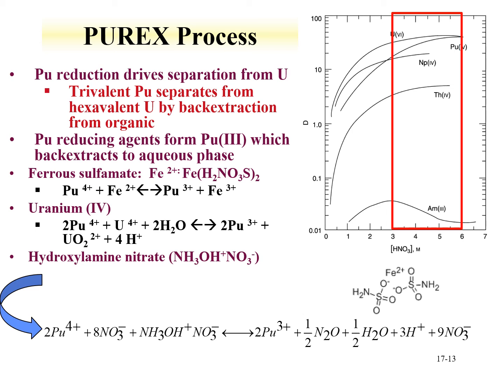Another reducing agent is shown here, hydroxylamine nitrate. The reaction is a little bit more complicated. We have plutonium-4 going to plutonium-3 with hydroxylamine nitrate. We form nitrous oxide, water, acid, and nitrates. Again, at the end, the waste here is easily treated. Both hydroxylamine nitrate and the uranium-4 reduction routes are used within the PUREX process.